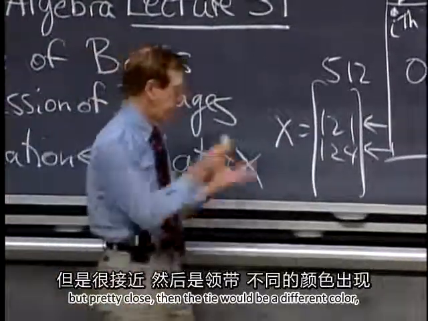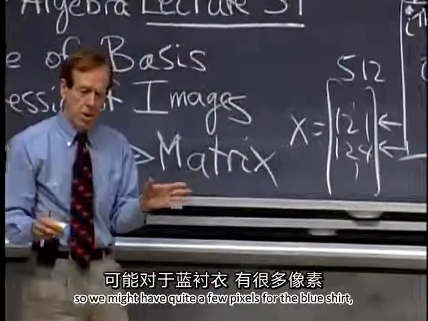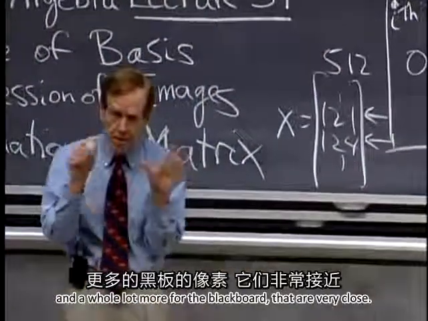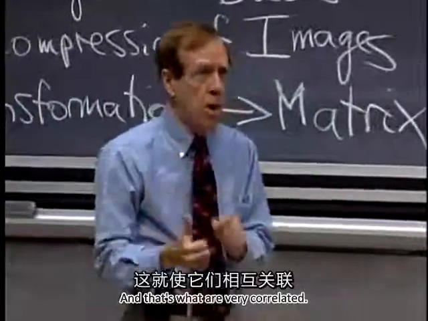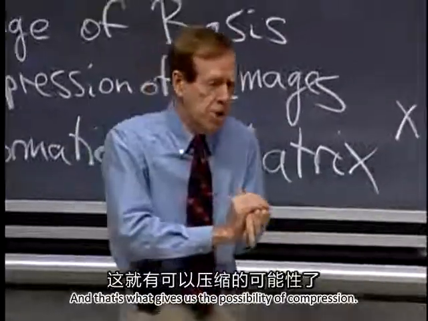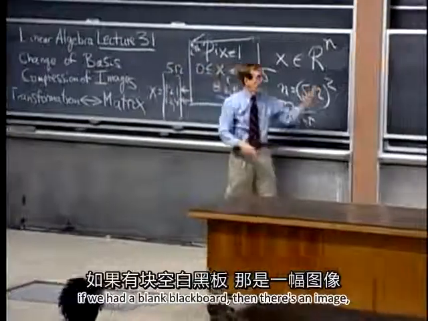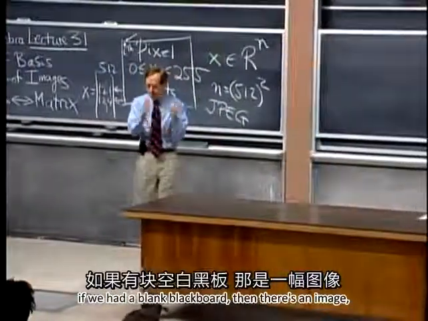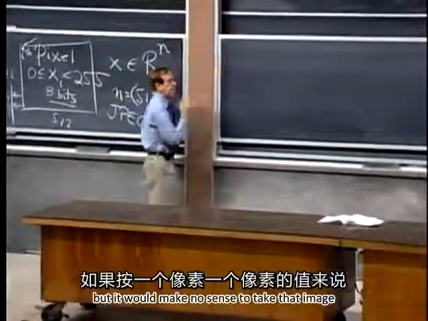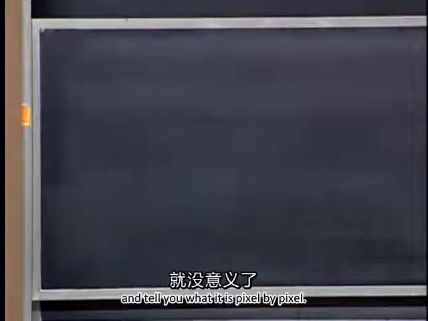Then the tie would be a different color. So we might have quite a few pixels for the blue shirt and a whole lot more for the blackboard that are very close. And that's what we mean by very correlated. And that's what gives us the possibility of compression. For example, before the lecture starts, if we had a blank blackboard, then there's an image, but it would make no sense to take that image and tell you what it is pixel by pixel.